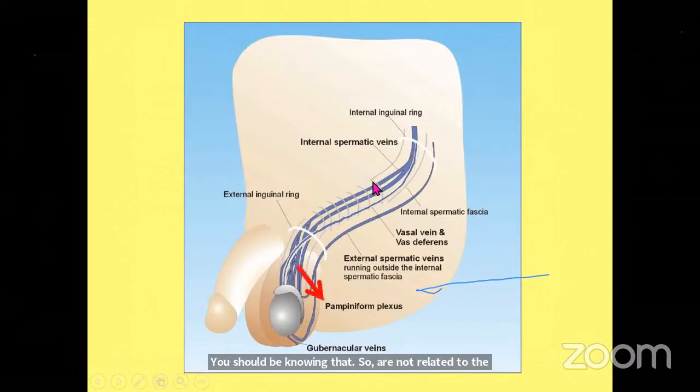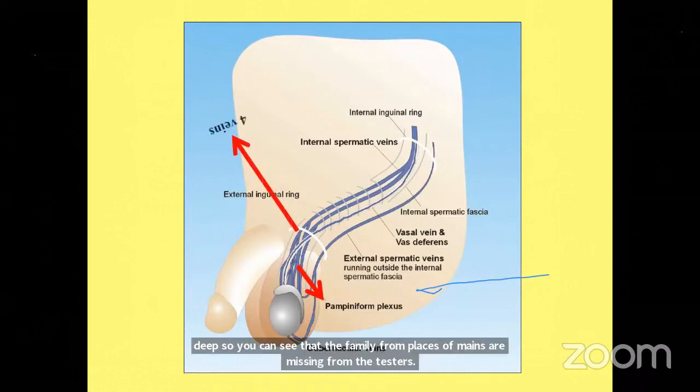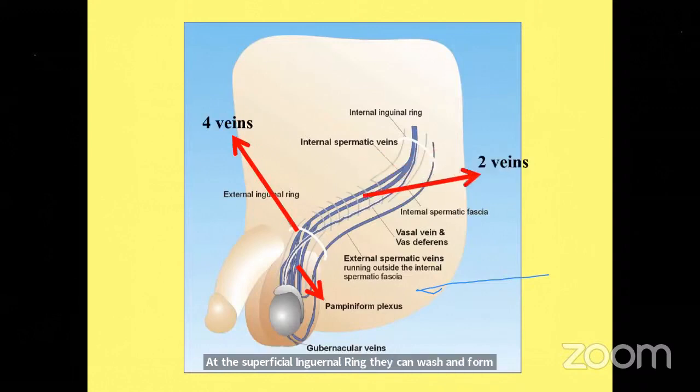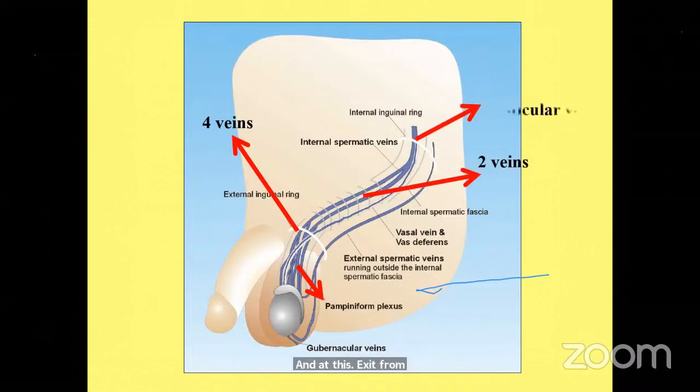So you can see that the pampiniform plexus of veins arising from the testis at the superficial inguinal ring, they converge and form 4 veins, and along the canal they become 2 veins, and at its exit from the canal at the deep inguinal ring, you have the testicular vein formed.